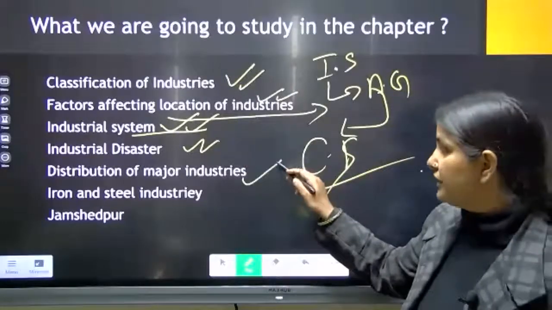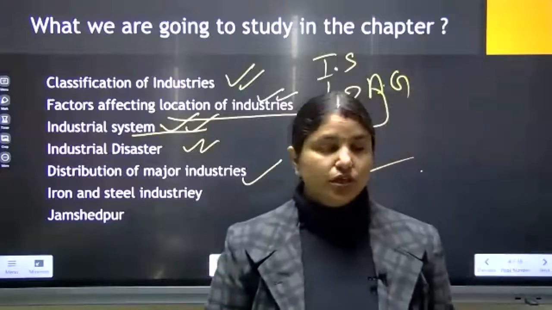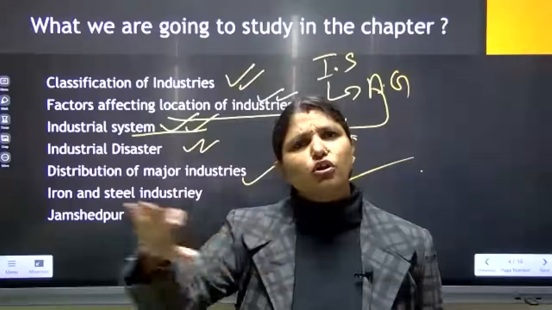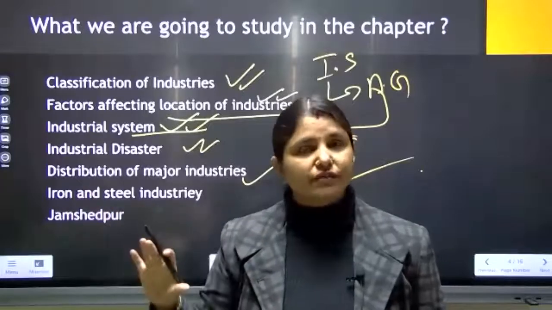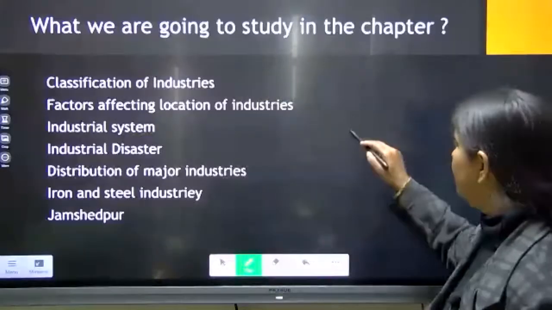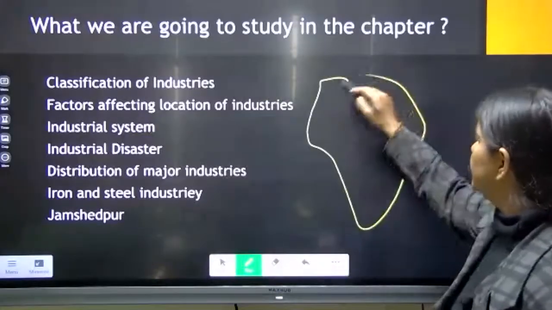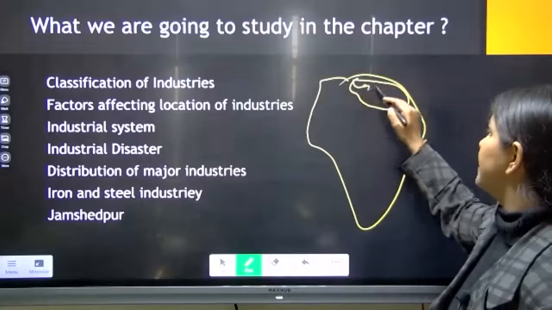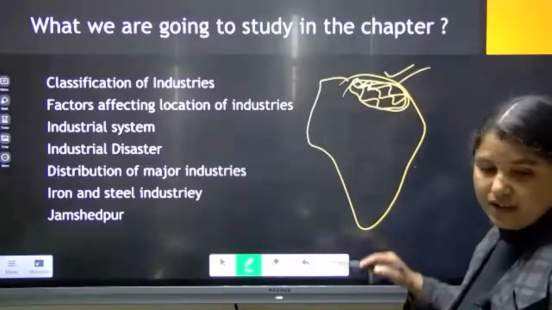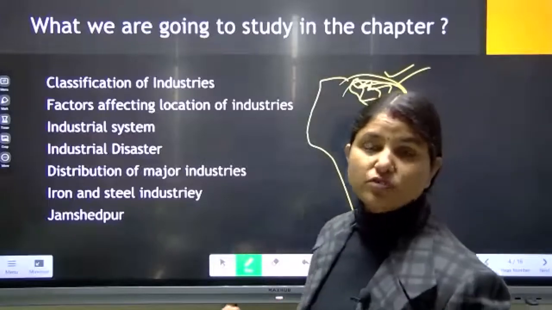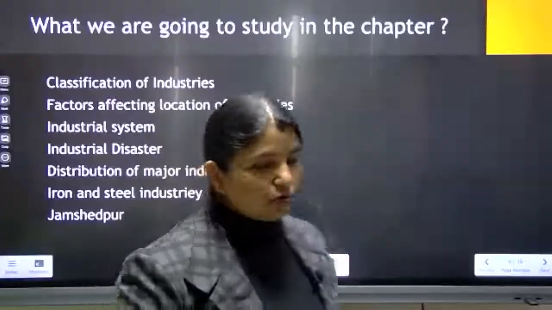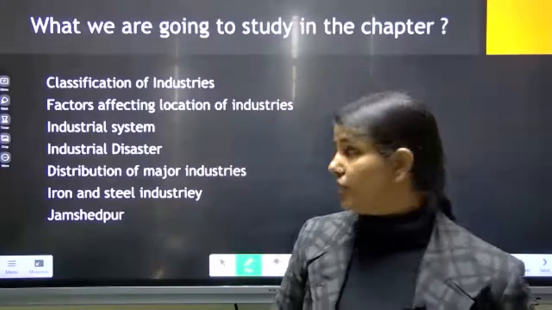Next we will see distribution of major industries. In this, we will study that industries are there almost all over India and all over the world. But there are some particular areas, like suppose this is a particular country, and in this country this is the area where many industries are close together. So this is the industrial area. In that manner, the parts of the world where industrial distribution is there, about that I will explain in this chapter.